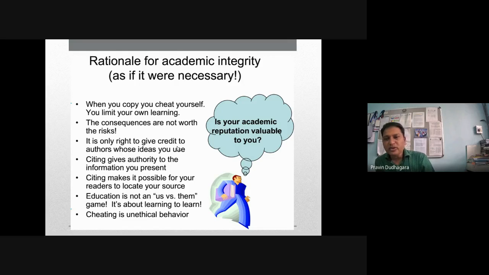It is only right to give credit to the authors whose ideas you use. Citing gives authority to the information you present, and citing makes it possible for your readers to locate your source. Education is not an us versus them game. It is about learning to learn, and cheating is unethical behavior.